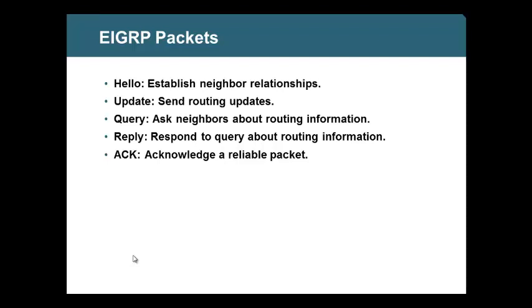Next is update. Updates are sent the initial time, when they form a neighbor relationship. Updates from where? From the routing table. This router will send its routing table to that router. That router will send its routing table to this router. What do they have in the routing table? Their best routes. Their best routes are advertised along with their metric, which is called the advertised distance for the receiver.